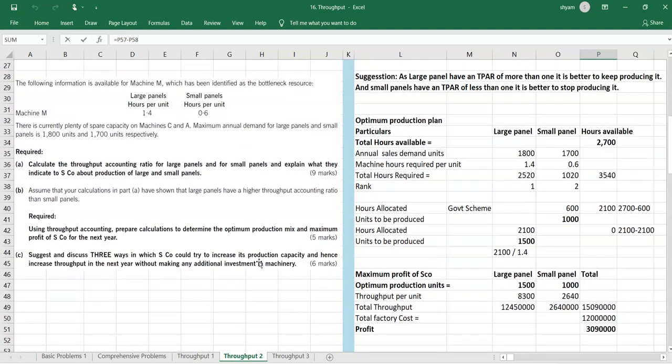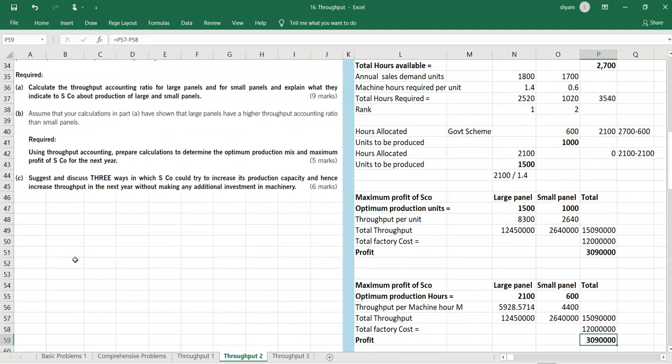So let's go to the last question. The last question is: suggest and discuss three ways in which ESCO could try to increase its production capacity and hence increase the throughput in the next year without making any additional investment in machinery. Okay, so we just have to suggest three ways.